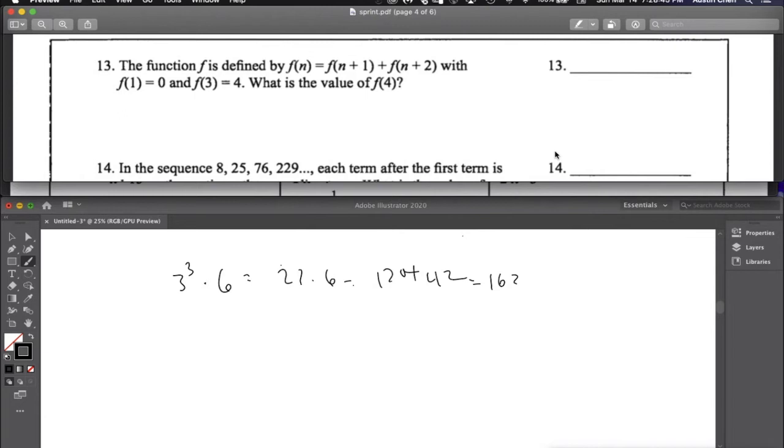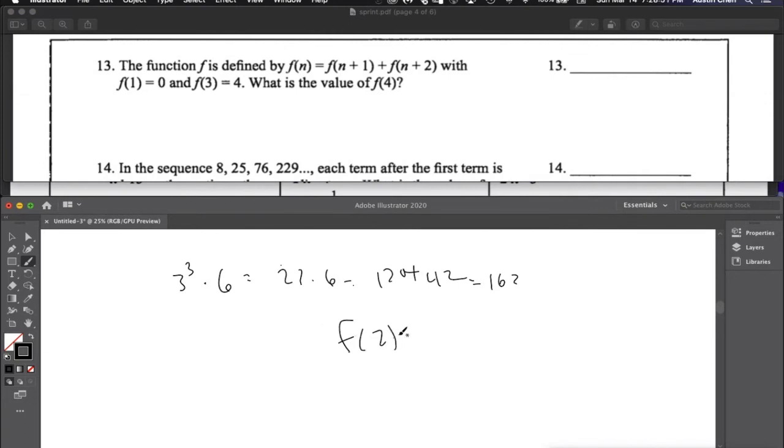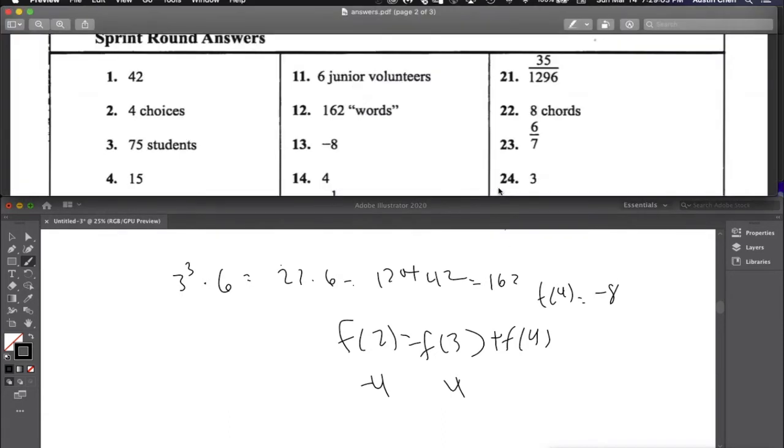And then with f of 2 and f of 3, you can find f of 4, right? You can say f of 2 is f of 3 plus f of 4, and we just said f of 2 is -4, f of 3 is 4, so then f of 4 is going to be -8. And that is our answer.